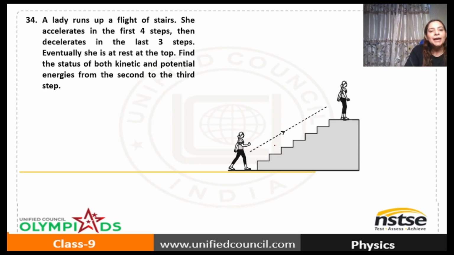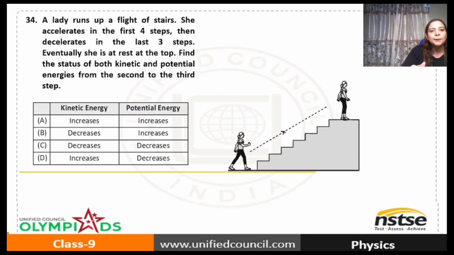She accelerates in the first 4 steps and then decelerates in 3 steps, and eventually she is at rest. So that means when the lady is climbing stairs, what do we see? She accelerates in the first 4 steps, which means acceleration is increasing, and decelerates in the last 3 steps, 1, 2 and 3, and then finally she reaches the top.